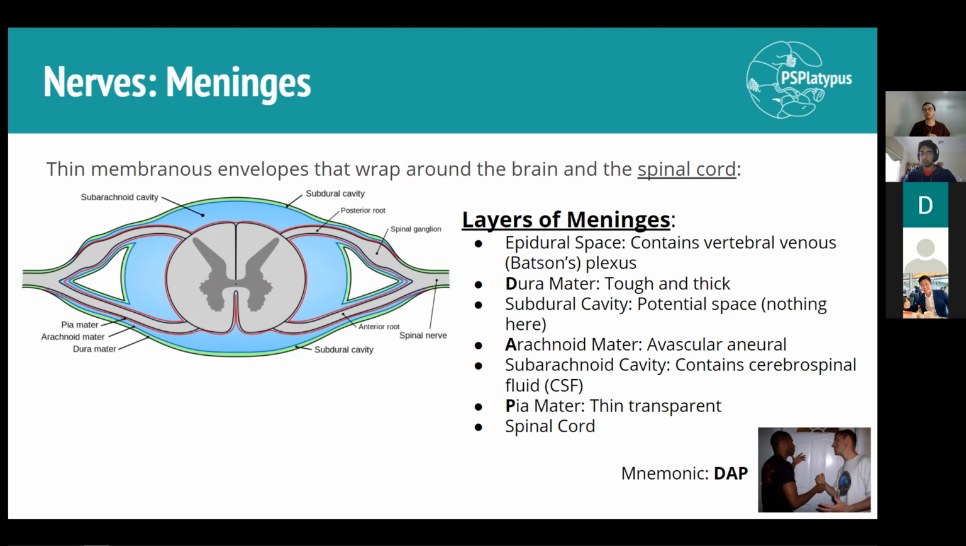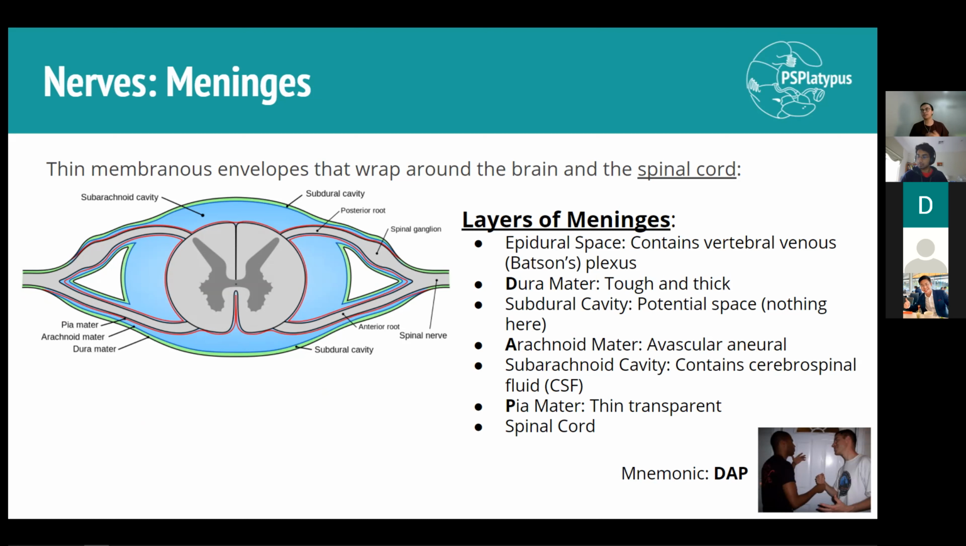So the way you remember the locations is the mnemonic DAP. D is for dura mater, then A is for arachnoid mater, and then P is for pia mater, working your way from outside to inside. But in between those layers, you also have some spaces. The outermost one is the epidural space, which contains your vertebral venous plexus. The space between the dura and the arachnoid mater is called the subdural space, because it's below the dura mater. The subdural space is a potential space. It's not actually a space that contains anything, but it can become filled with fluid and therefore become a space. That's what's called a potential space.